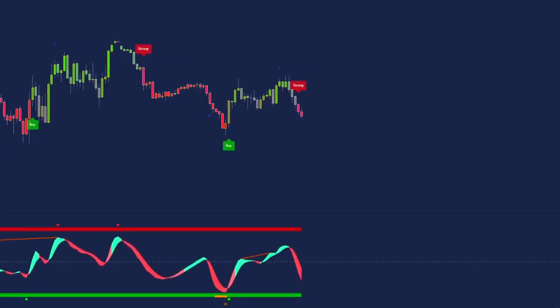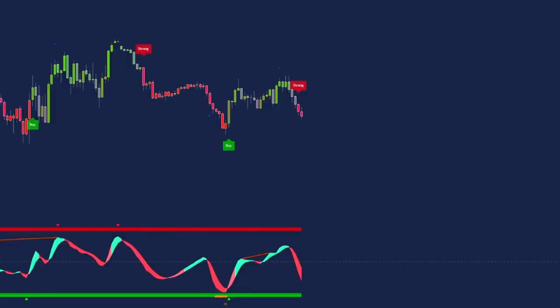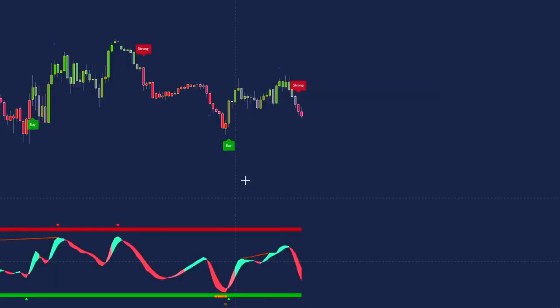And there we go, we have our first strong sell indicator paint. This is now a good enough confirmation to enter our sell trade, and we'll be setting our stop loss just above the recent swing high, and again we'll be targeting a 1.8 risk to reward ratio.